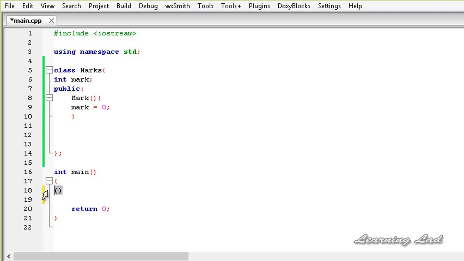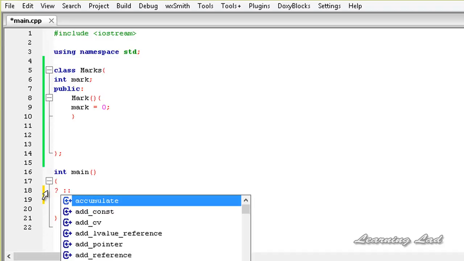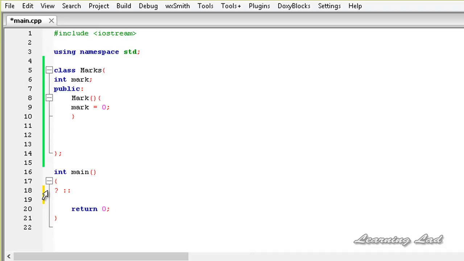And the next thing is, we can't overload some operators in C++. For example, the question mark operator, the scope resolution operator, the dot and star operator, and the dot operator. So we can't overload these operators in our programs.